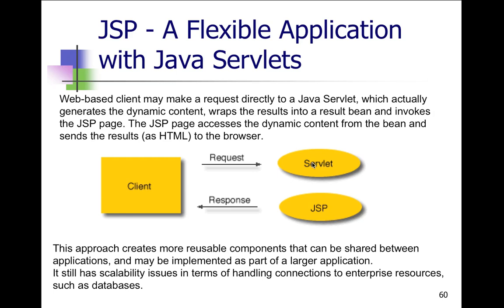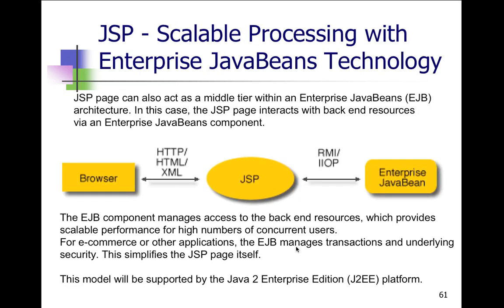So a web-based client may make a request directly to the Java Servlet, which actually generates the dynamic contents, wraps the results into a result bean, maybe, and invokes the JSP page. The JSP page accesses the dynamic content from the bean, sends the results as HTML to the browser. So this approach creates more reusable components that can be shared between applications and may be implemented as part of a larger application itself as well. So it still has scalability issues in terms of handling connections to enterprise resources such as the database. There's still some issues with that, and we're going to get into those issues in a few seconds here.